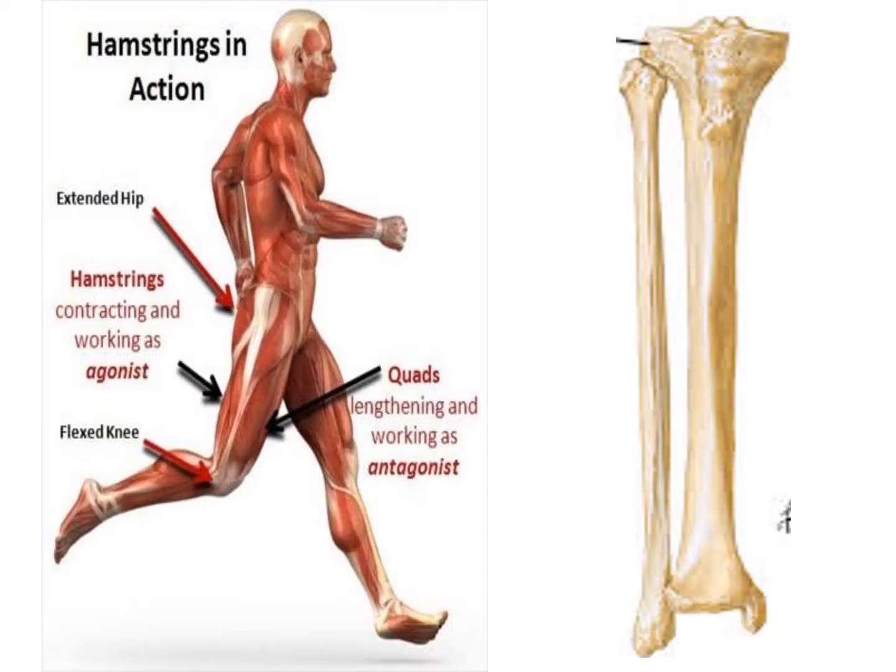Let us see other rules followed by hamstring muscles. The third rule followed by the hamstring muscles is that they are extensors of the hip joint and they are flexors of the knee joint. If you see here, the hamstring muscles on contraction will extend the hip joint and flex the knee joint. So that is the third rule to be followed by the hamstring muscles.